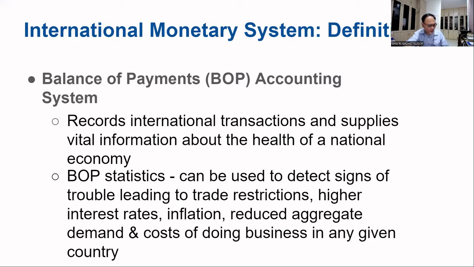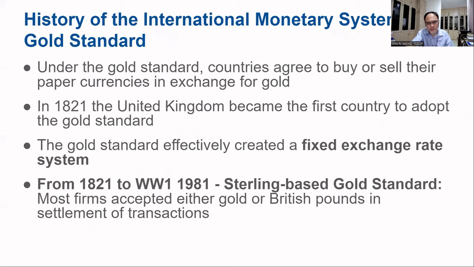China is blamed for having a trade surplus with the US, so the US tries to block some of the imports. Right. So the statistics can also show whether there are higher interest rates, inflation, a reduced aggregate demand, and so on. So this is important for countries to be aware of the state of their economy. So we'll start with the IMS first, the International Monetary System. Then towards the end, we'll talk about BOP.